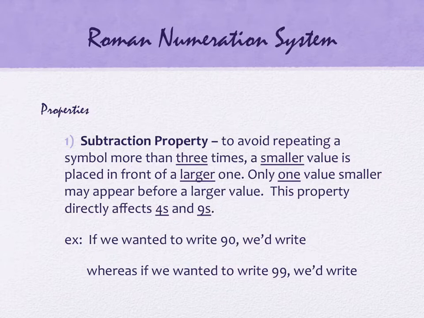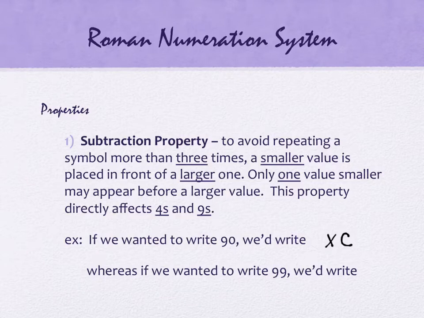So the example is the number 90. Well, the number 90 has a 9 in it, and it's awfully close to the number 100, right? What letter is the number 100? C. And I want to write something in front of it that will make the 90 show up instead of 100. Well, it's going to be an X because it's 10 less than 100. So the X can occur in front of the C. So we'd write XC.